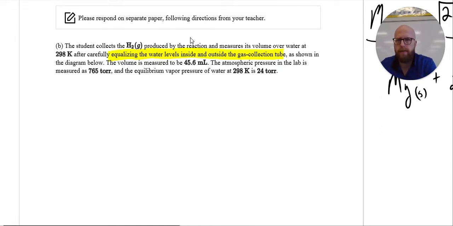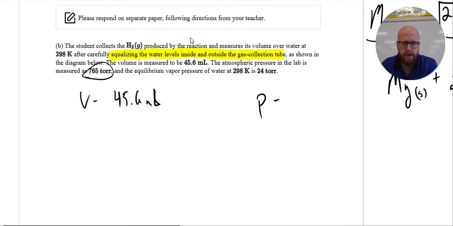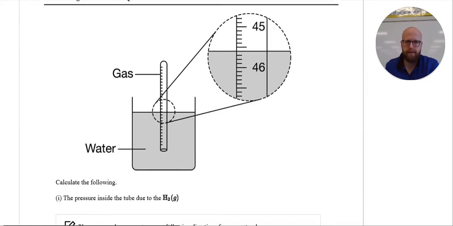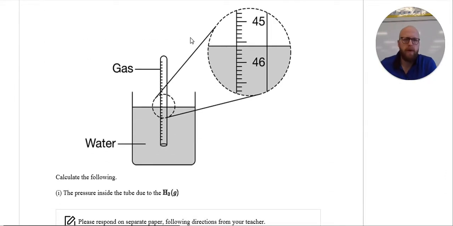As shown in the diagram below, the volume is measured to be 45.6 milliliters. And then I'm getting some pressure measurements here. The outside pressure is equal to 765 torr. And then it says the vapor pressure due to water, so this is pressure of H2O, is 24 torr. So let's come down and look at the drawing they've got here. What is important about this water line being equal?